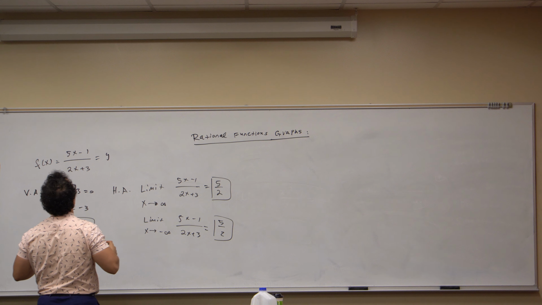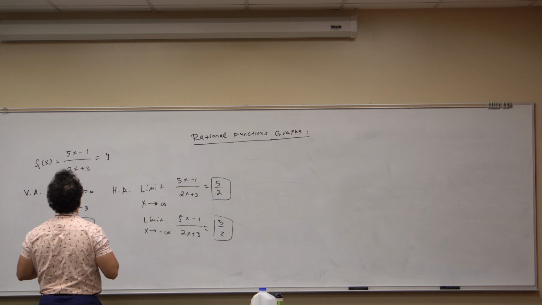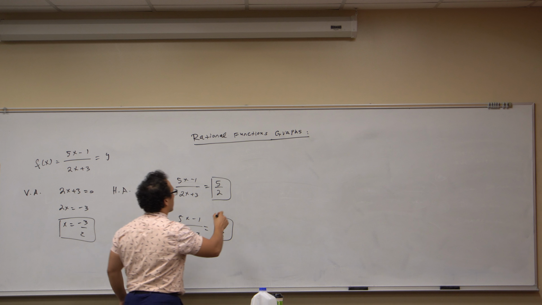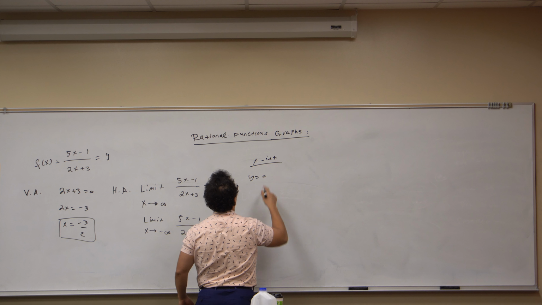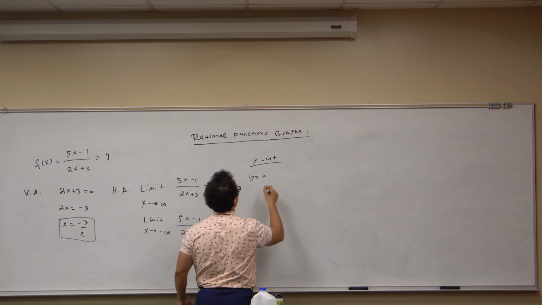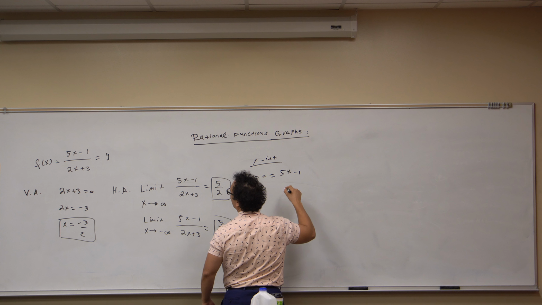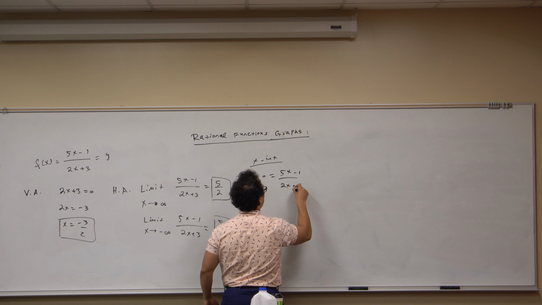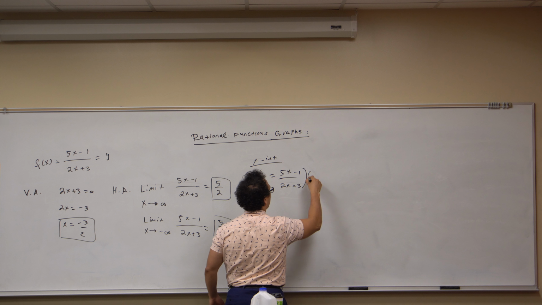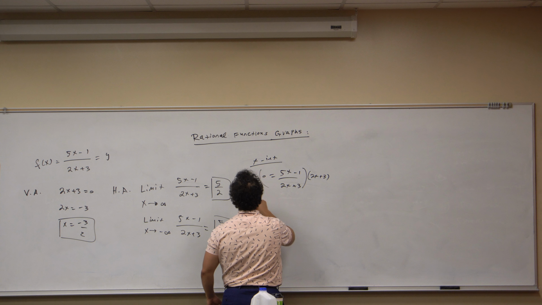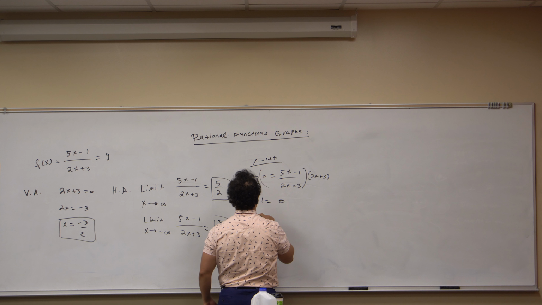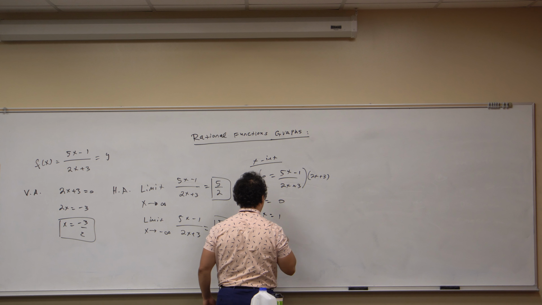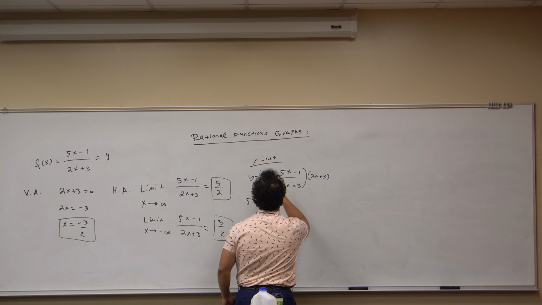The x-intercept is whenever y is equal to 0, and we solve for x, the location of that. So that's 5x minus 1 divided by 2x plus 3. I multiply both sides by 2x plus 3, and I get 5x minus 1 is equal to 0. Then I solve for x, so I get 5x is equal to 1, so x is equal to 1/5. This is the x-intercept.